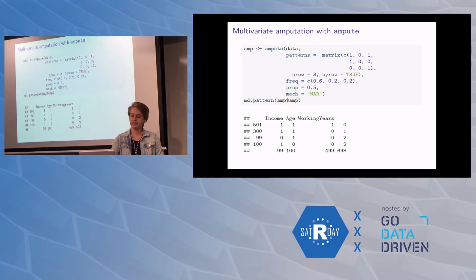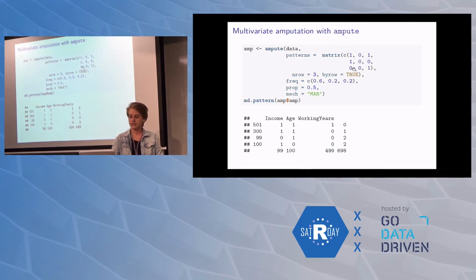So the basic idea of the function ampute is the argument patterns. In the argument patterns, you specify what kind of missing data patterns you want to create in your data set. This patterns argument always has to be filled in as a matrix, where the number of columns equals the number of columns in your data set, and each row is a pattern. You can add as many rows as you want. We use a 0 for the variable that needs to be incomplete.